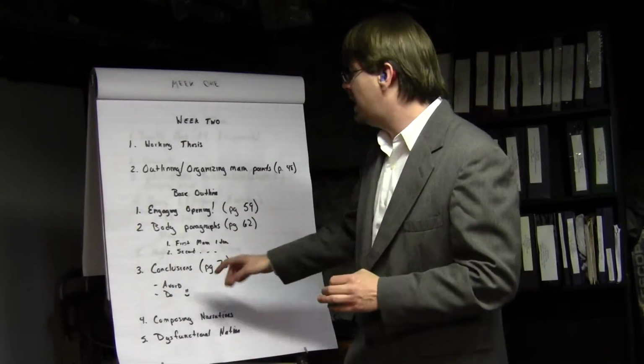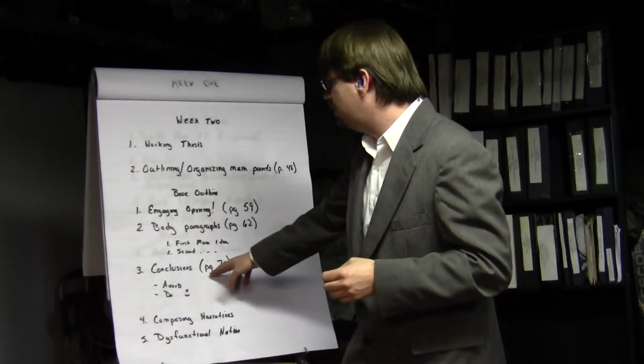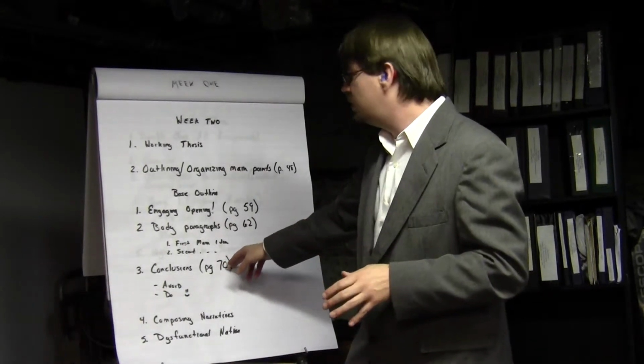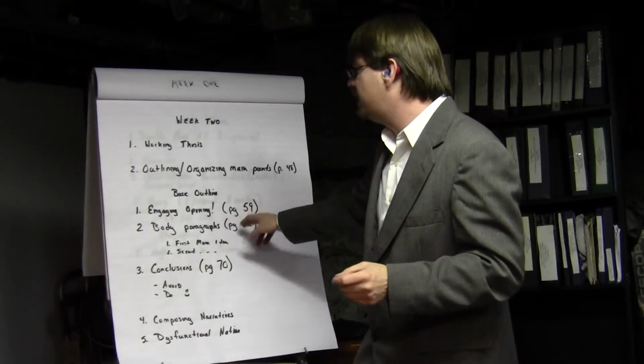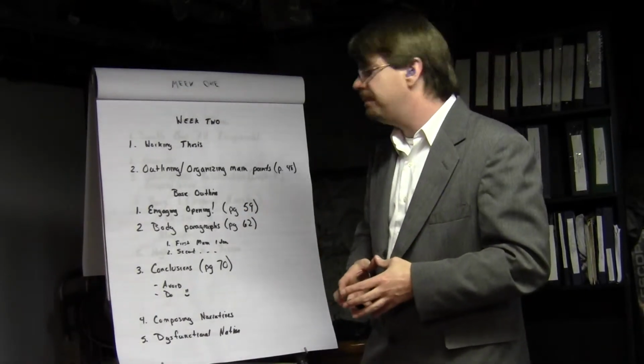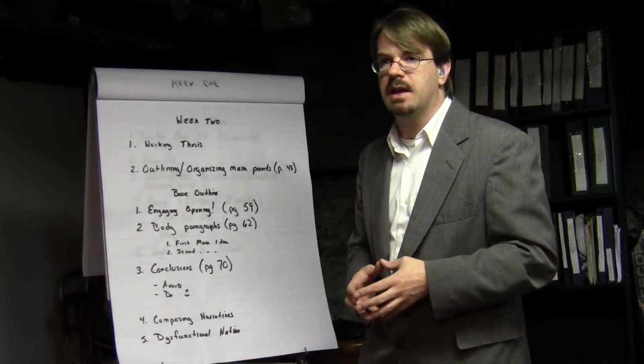Now obviously your book has more information than I've just given you. I'm just trying to basically give you some pointers. Alright, page 70 for the conclusions, page 62 for your body paragraphs, and page 59 for your engaging opening. Alright? Now this pretty much covers how you're going to be writing your essays, okay?